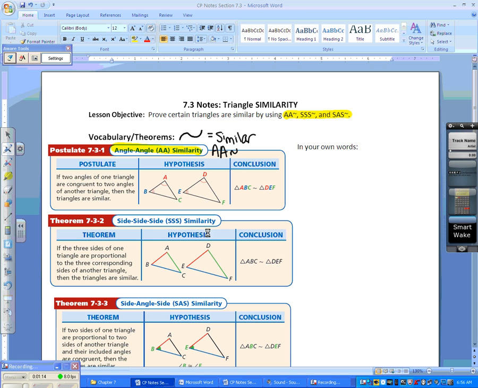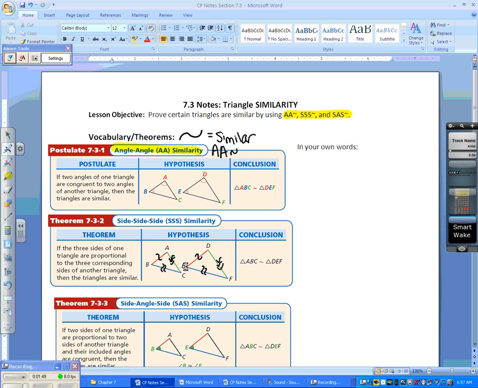Side-side-side similarity doesn't mean that the sides are going to be congruent, but they're going to be similar. So I'm going to put a little tilde. So this side is similar to this side, is similar to this side, and this side is similar to this side. Then we know that those triangles are going to be similar. So this one's kind of the opposite of angle-angle similarity. In angle-angle, we don't know anything about the sides, but we know just about the angles. And in side-side-side, we know about all the sides, but nothing about the angles. And again, the triangles are going to be similar.